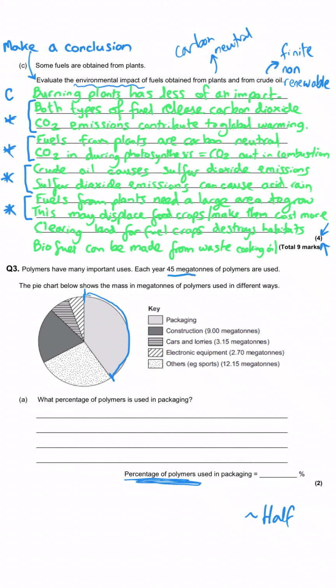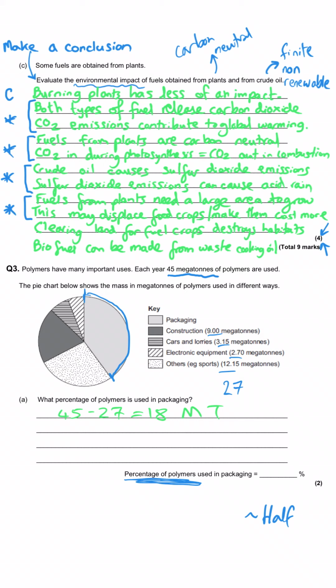We've been told there's 45 megatons of polymer used, and so what we need to do is add up these 4 values from the pie chart, and when we do that, we find out that the answer comes to 27 megatons. And so what that means is that the packaging must be the difference between those two. So 45 take away 27 gives us 18. And so there are 18 megatons of packaging produced, and they've asked us for that as a percentage.